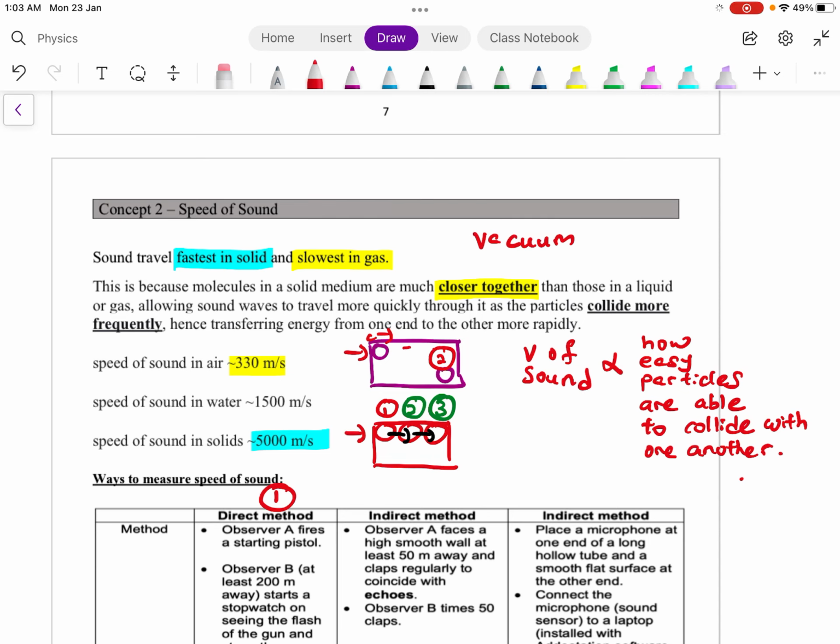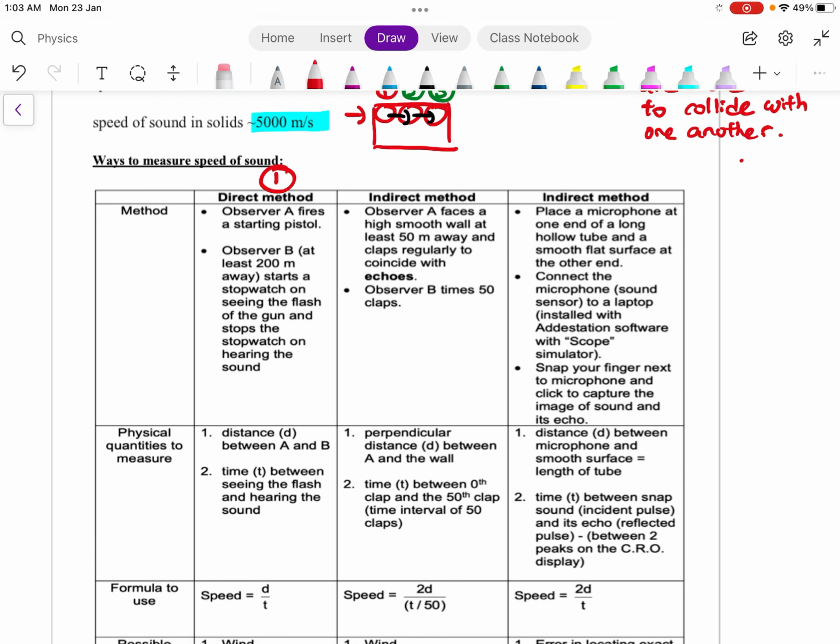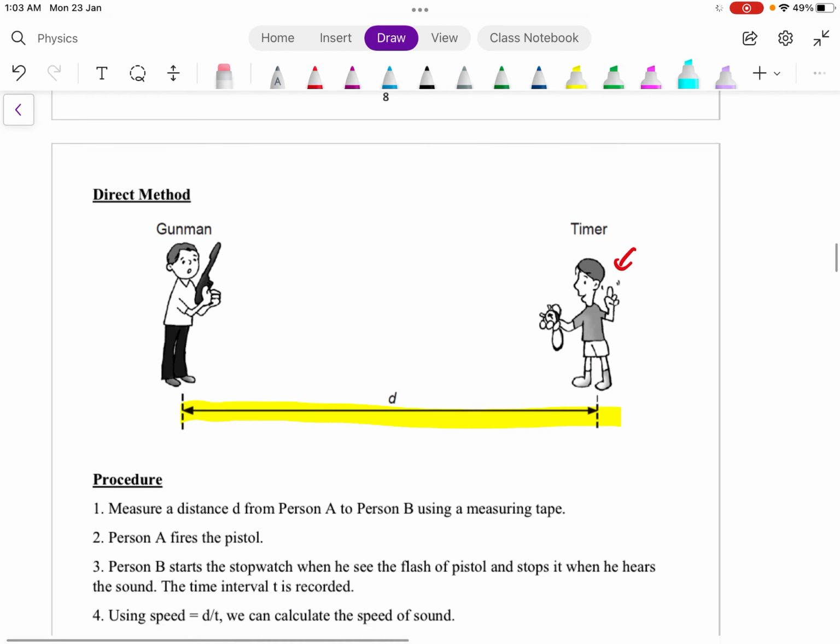Okay, so how do we measure the speed of sound? There are two methods. I will introduce the first method first. The first method is what we call the direct method. So what's the direct method? Let me just go here.